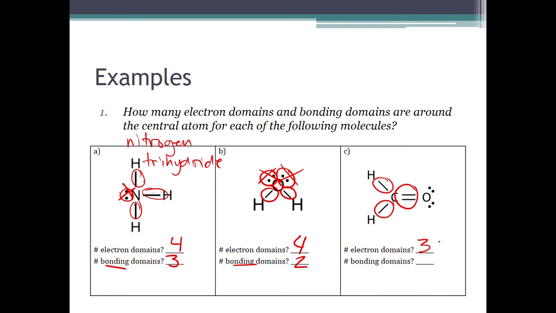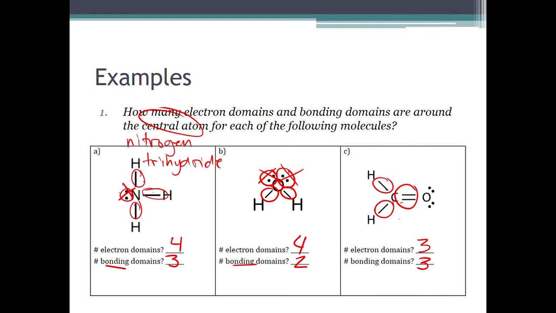As far as bonding domains, there are no lone pairs on the central atom. This is always with respect to the central atom. So we have no lone pairs on our central atom. We have 1, 2, 3 bonding domains on the central atom.